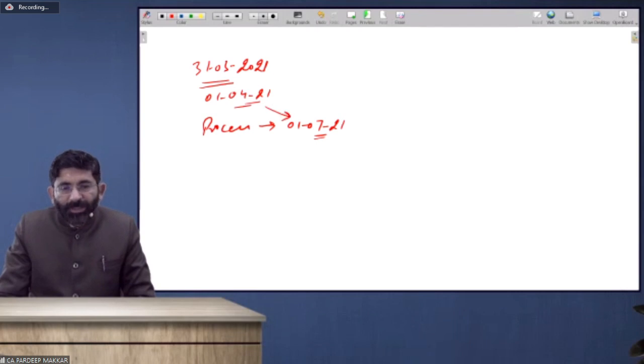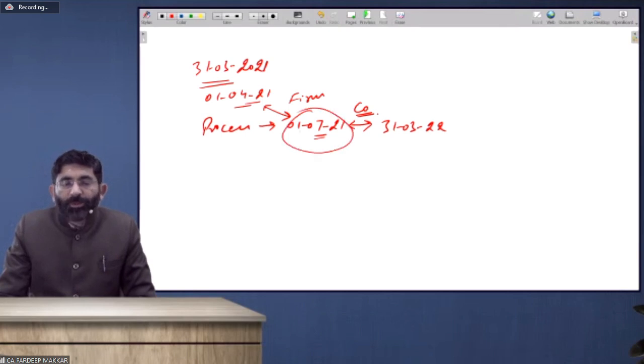During this period, this is a firm, but we must close our books of accounts on 31st of March 2022. And during this period, this is a company. So what do we have to do? We need balances as on 1st of July, but we are not closing our books as on that date. Due to that reason, we have to make some extra efforts to prepare the balance sheet as on 1st of July. Even we have to close our books after 3 months.